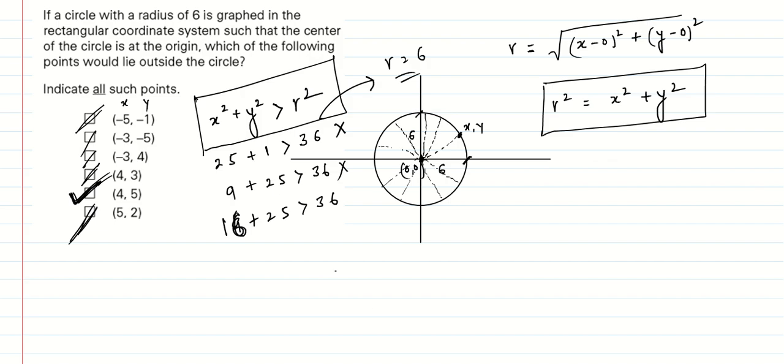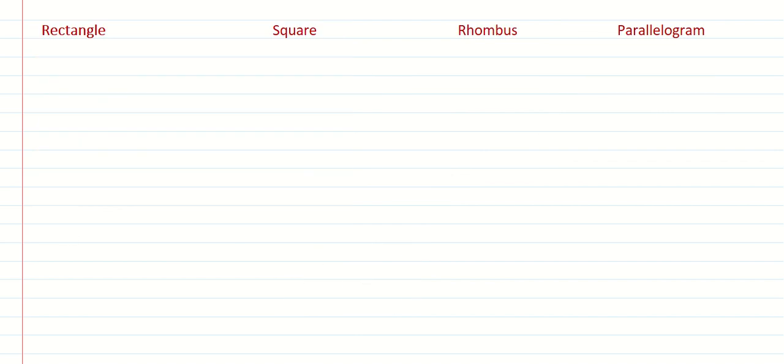The point (4,5) will lie outside of the boundary. All other points should lie inside the boundary, right? Less than 36, then we can say inside the boundary. Let's go ahead. You know this property and all, no?